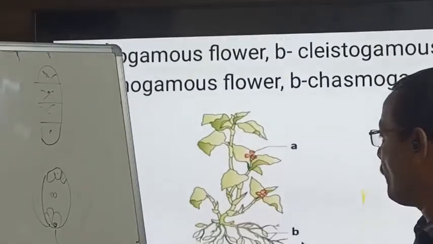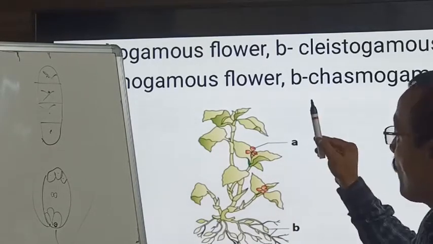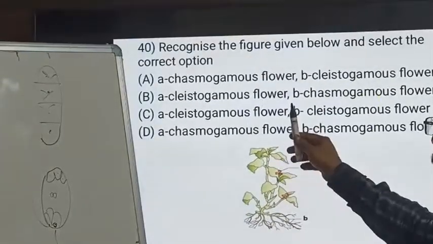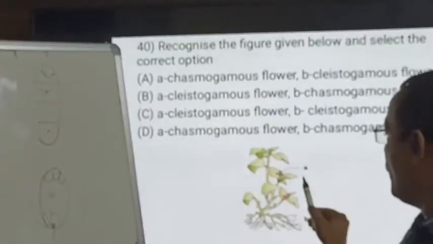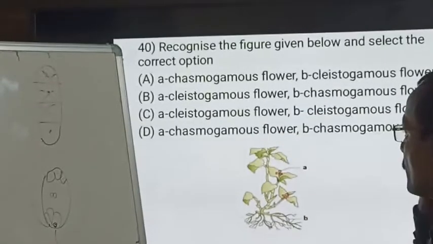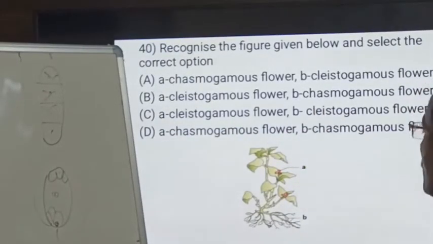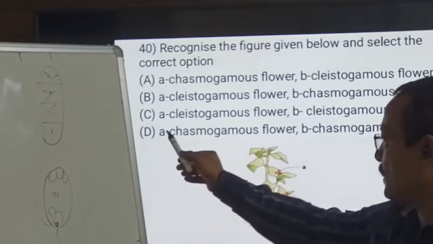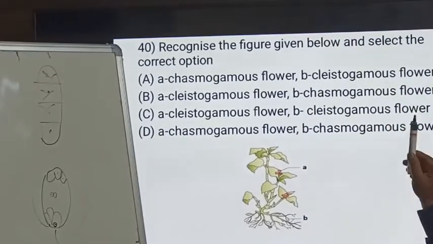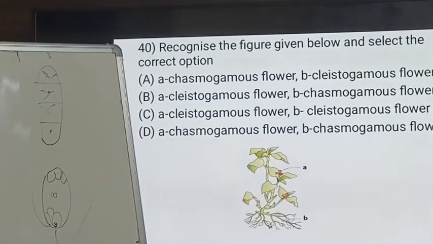They have given the figure of a plant. They have labeled A and B. So we have to recognize the figure and choose the correct option. In option A, A is a chasmogamous flower and B is a cleistogamous flower. In option B, A is a cleistogamous flower, B is a chasmogamous flower. Option 3, A is a cleistogamous flower and B is also cleistogamous. And in option 4, A is chasmogamous and B is chasmogamous.